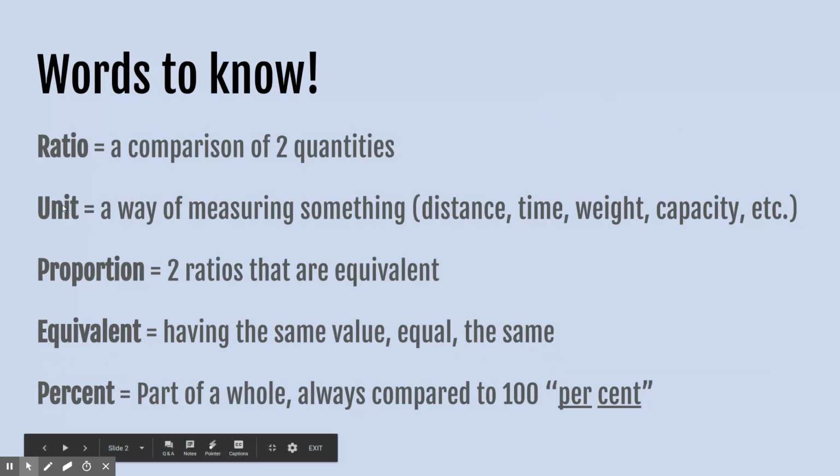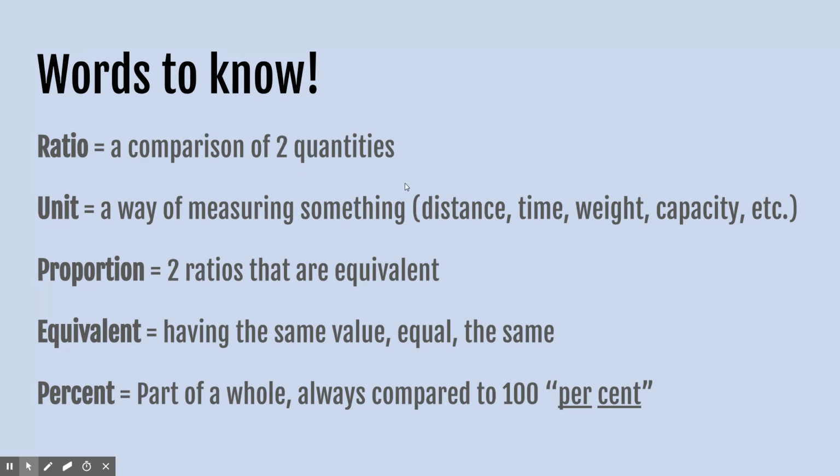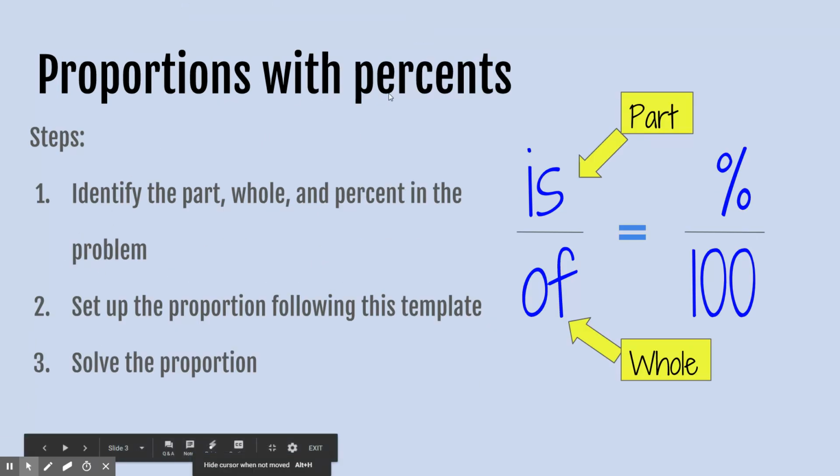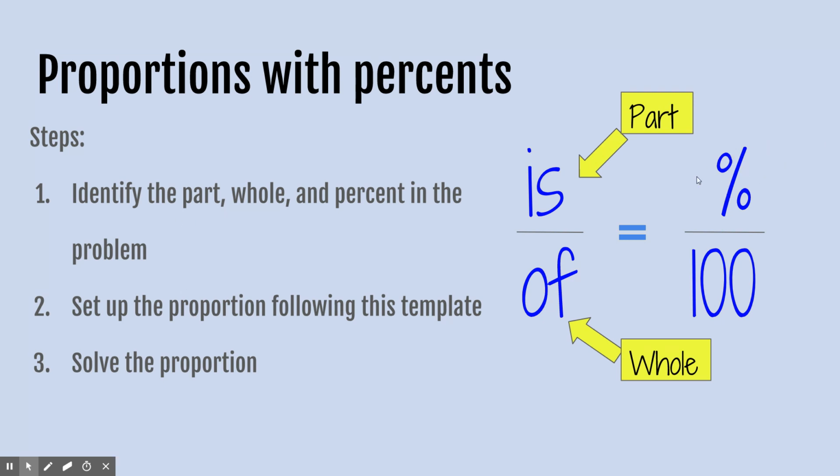So here are our vocabulary words. These are the same as we've had for the last few videos, so there they are again in case you need them, with the definitions. And this again is our steps of how to use proportions to solve percent. So it's exactly the same. We're just finding a new part this time. So we're finding the percent part.